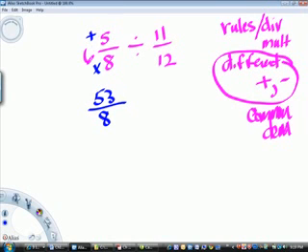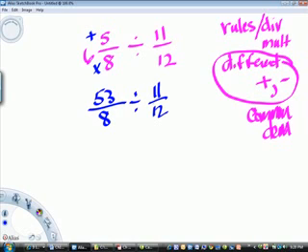Now, if I was to try to convert it back, I would just ask myself how many 8s are in 53 without going over, and that would be 6, right? And 6 times 8 is 48. That leaves 5. So 6 and 5/8 is actually equal. Okay, now divided by 11/12.